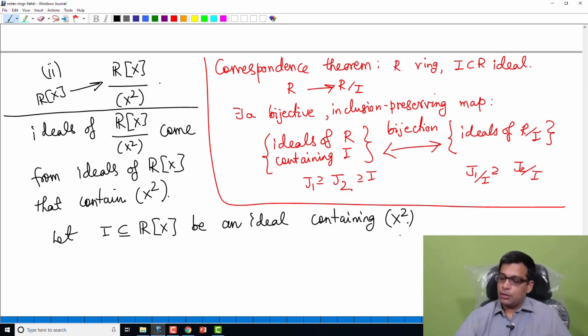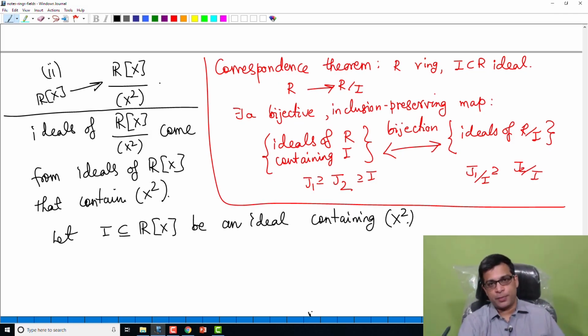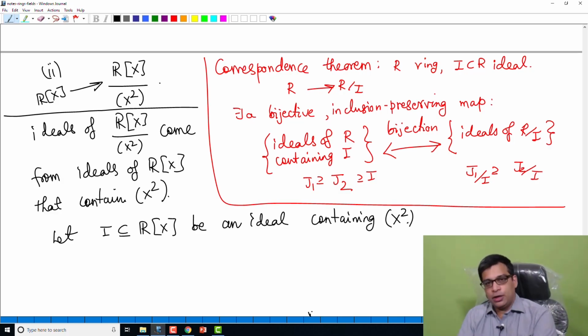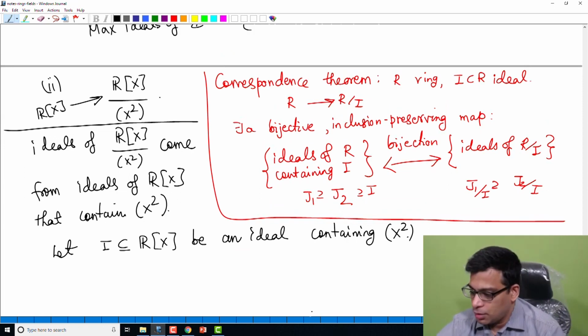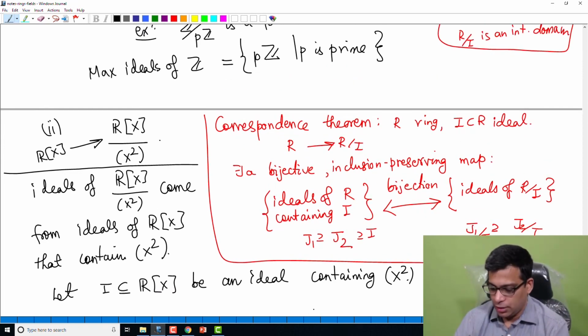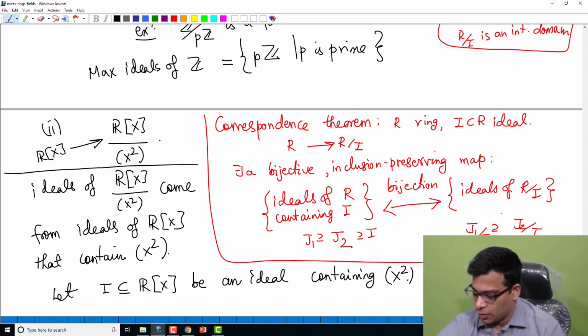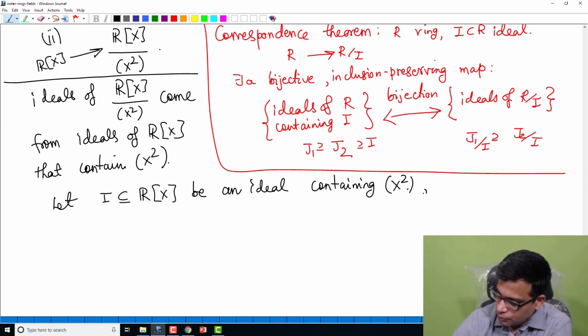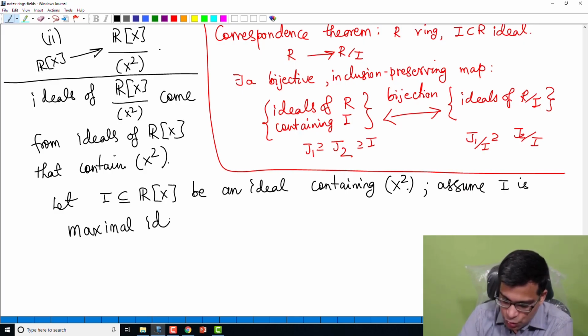Remember, we are actually interested in maximal ideals of R[x] mod x squared. The fact that this bijection is inclusion preserving means the bijection also gives a bijection between maximal ideals of R that contain I and the maximal ideals of R mod I. So this bijection restricts to a bijection of the maximal ideals containing I to the maximal ideals of R mod I. So we can further assume that I is a maximal ideal.